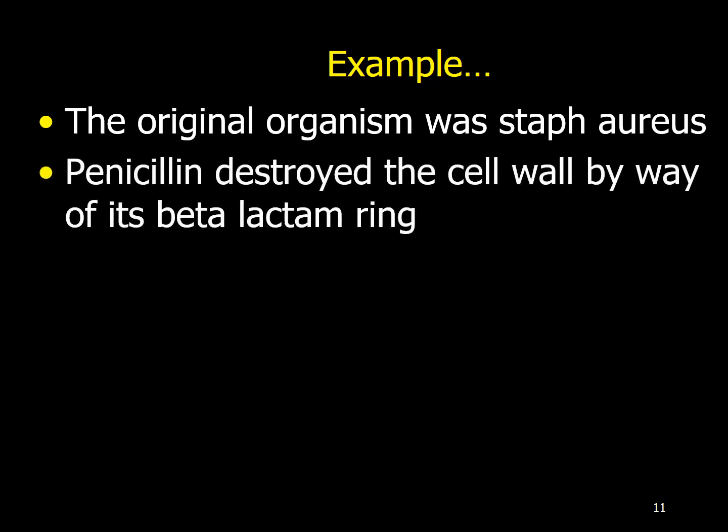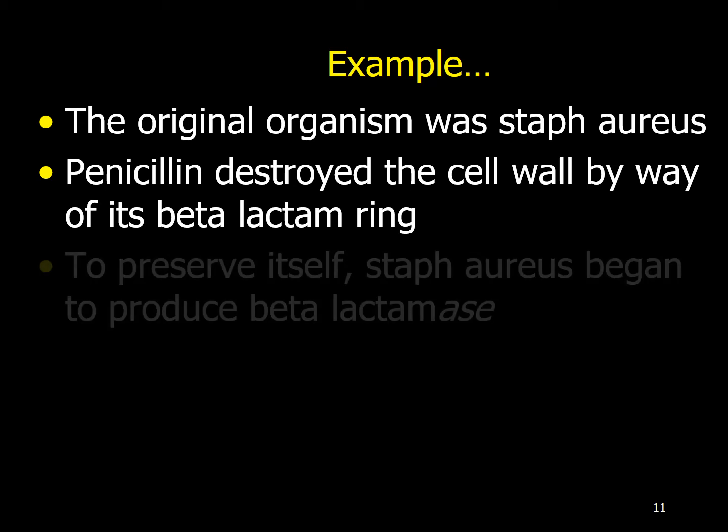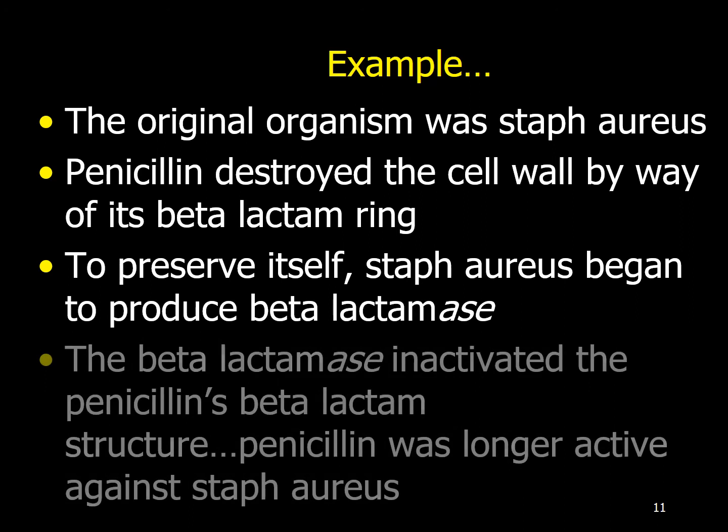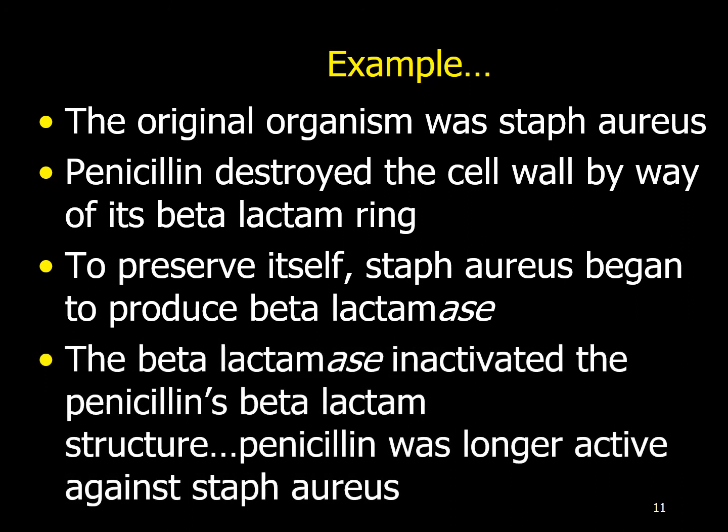And once upon a time, we had penicillin, which is a beta-lactam antibiotic, and this penicillin used to kill the staph by way of the beta-lactam ring. But then the staph realized that it was going to be attacked by penicillin, so it started trying to find a way to protect itself from that antibiotic. So newer generations of Staph aureus started producing beta-lactamases. The beta-lactamases produced by the staph inactivated the penicillin's beta-lactam structure, so penicillin was no longer active against Staph aureus.